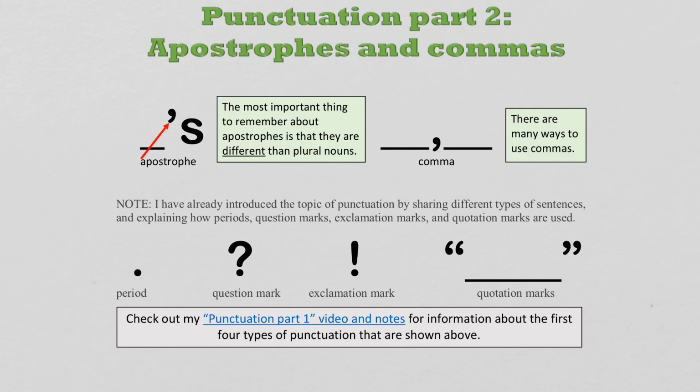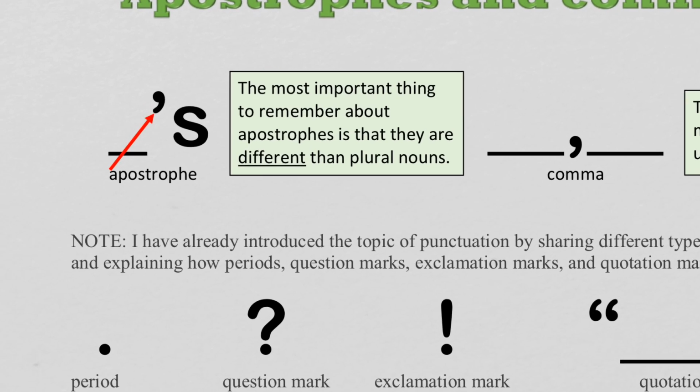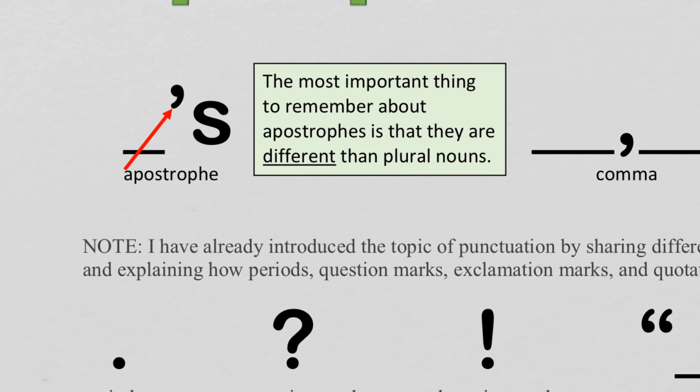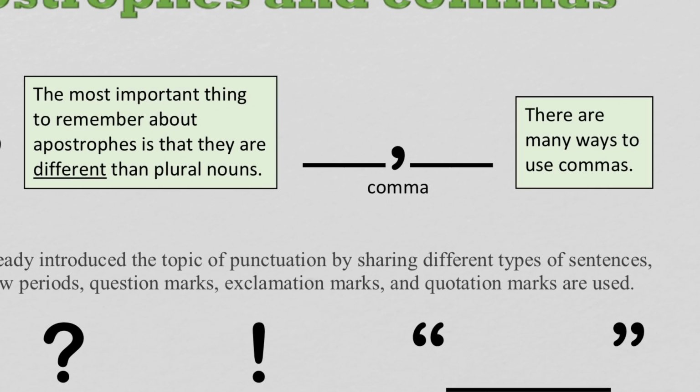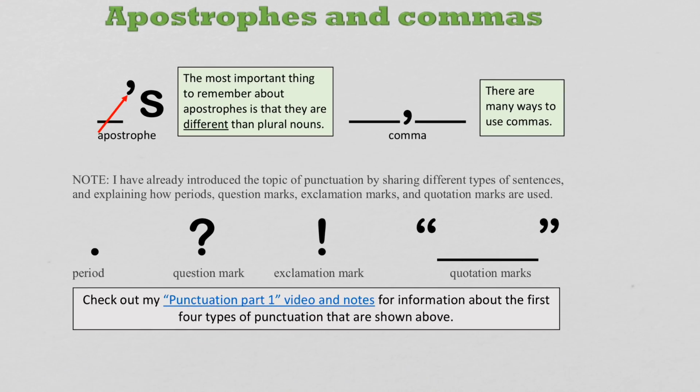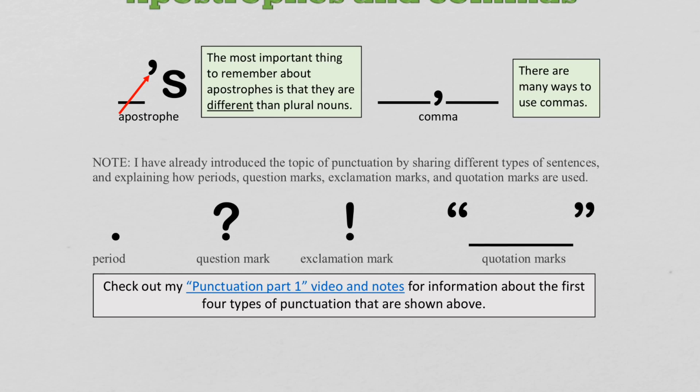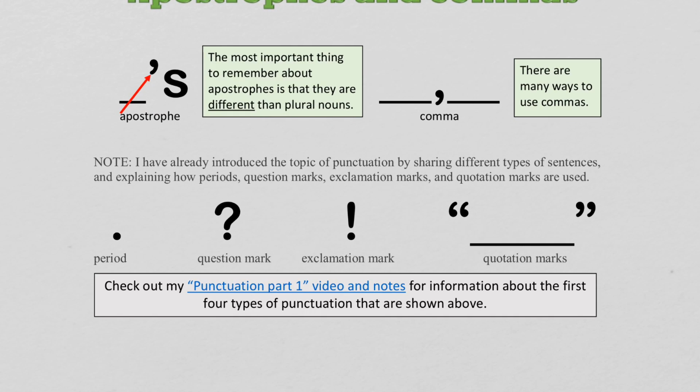This is my second video on punctuation. In this video, I will talk about apostrophes and commas. To start off, to show you the difference between apostrophes and commas, on the left I have a picture of an apostrophe, right? And on the right, I have a picture of a comma. Apostrophes are up higher, commas are down lower.